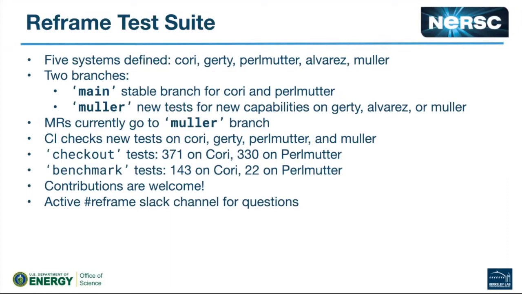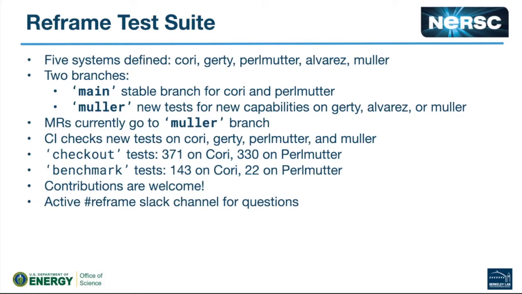And then we have Muller, which is where you would put new tests for new capabilities that are deployed on the development systems. So we have, for instance, a number of tests for Slingshot 11 that are only reasonable to run on Slingshot 11 GPUs. There's also some tests every time that Corey changes modules. There's a test that makes sure that no unexpected modules have changed, and it'll raise an alarm if that happens.